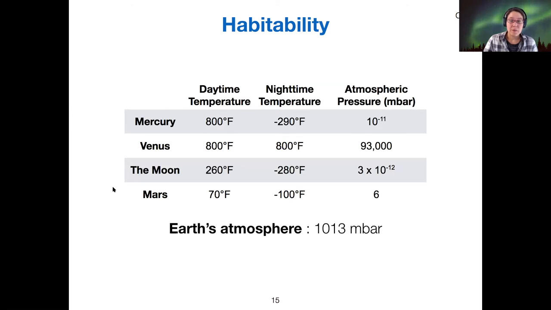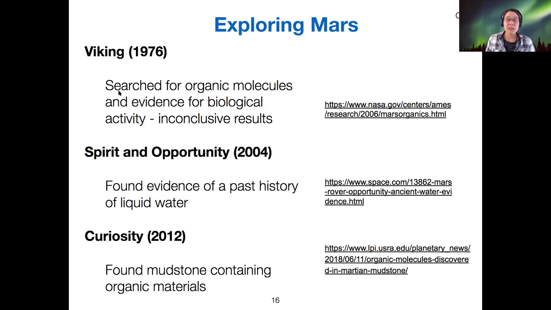So here's the info on Mars's atmosphere again. It does have a fairly broad swing of daytime and nighttime temperatures, which would not be the most hospitable environment you could imagine, but at least it's not so bad as the Moon or especially Mercury. All right, so because Mars does have these criteria, it does have an atmosphere, it used to have liquid water, there's been a lot of exploration of Mars.